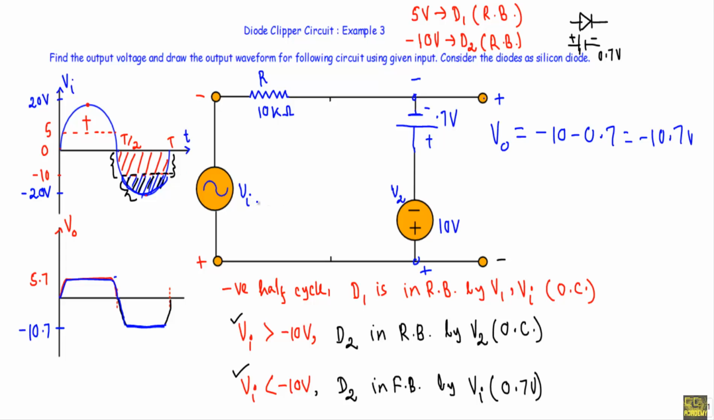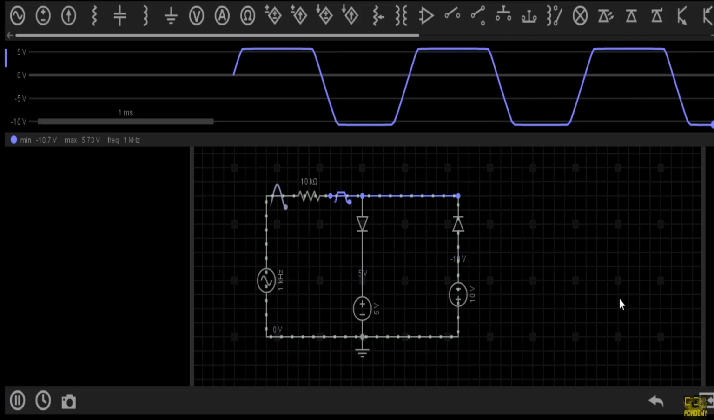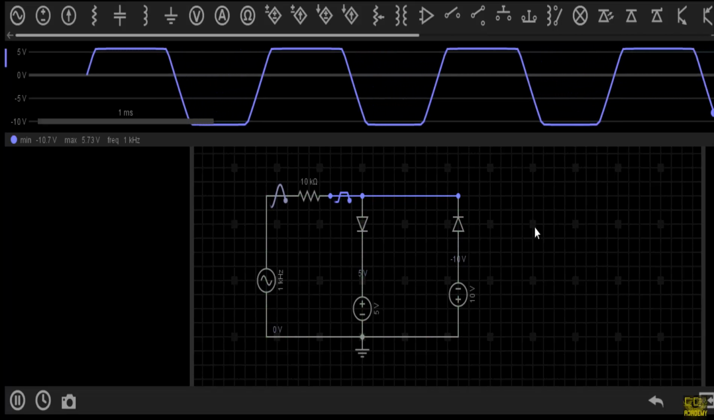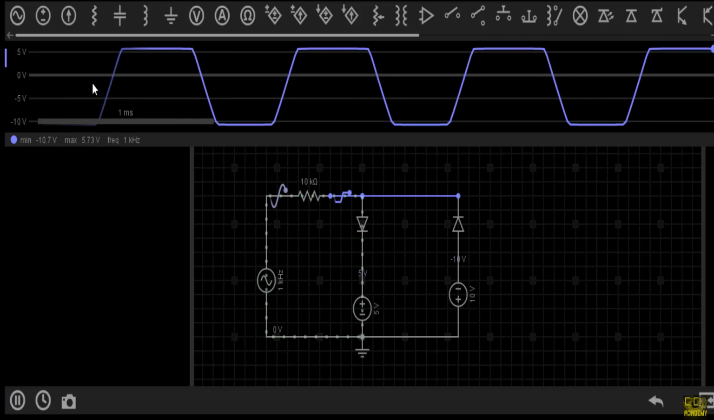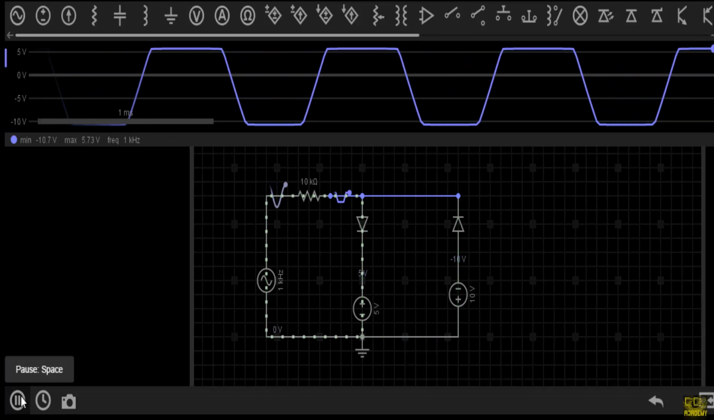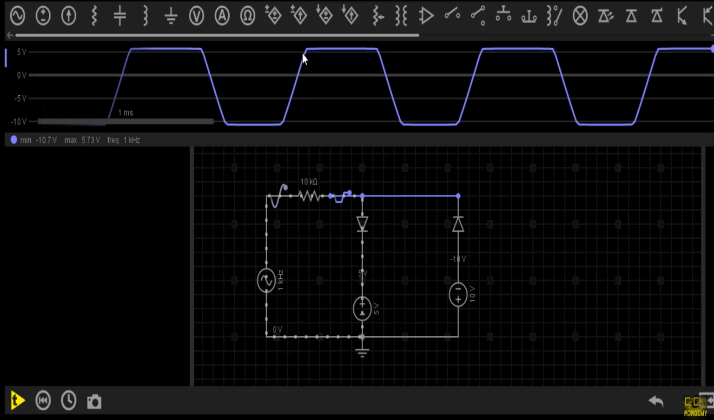Now let me show you the circuit simulation. See, this is the circuit I set in the simulator, and this is the output response of that clipper circuit. If you look at the output, from this point to this point, our output is following the input voltage. After that, it is being fixed at a voltage of 5.73 volt, and it will be 5.73 volt up to this point. After that, our output voltage will follow the input voltage up to this point, and at this point our output is being fixed at minus 10.7 volt. After that, from this point to this point, our output voltage will follow the input voltage.